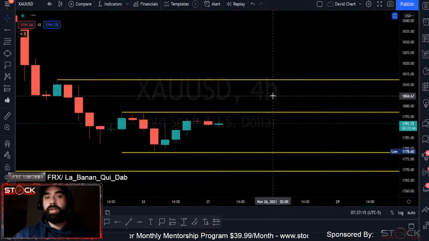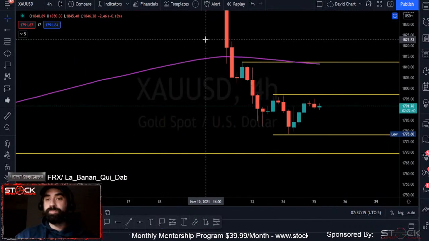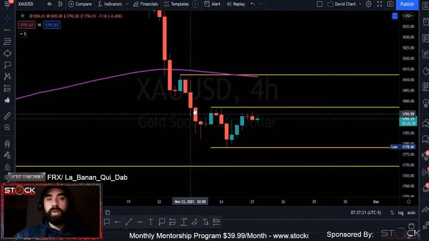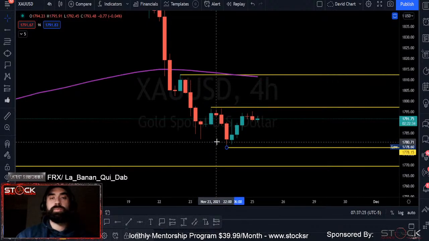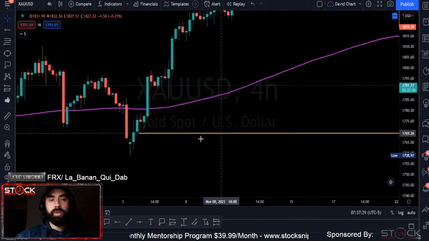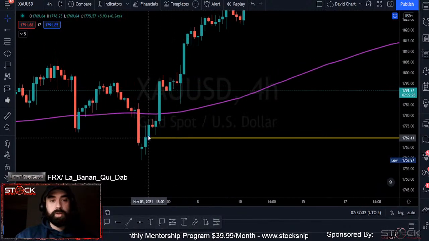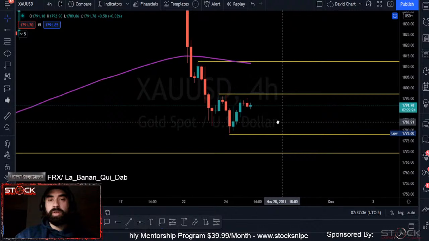If you're not familiar with what I'm doing, this is gold on the 4-hour. So we just tighten everything up here. Everything's looking good. Over here, let's check the bottom. Price made a bounce, tried to break below, held support. Now we push to the upside.